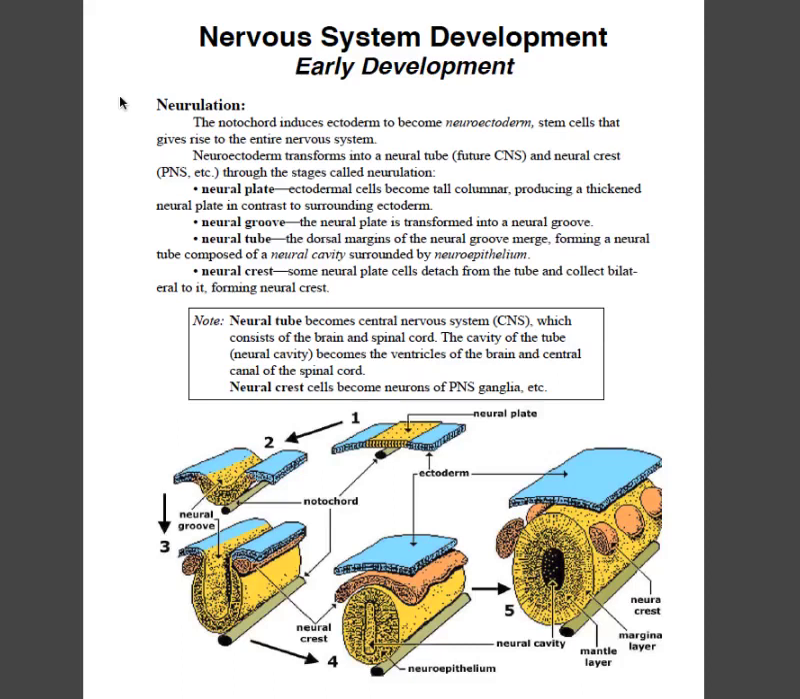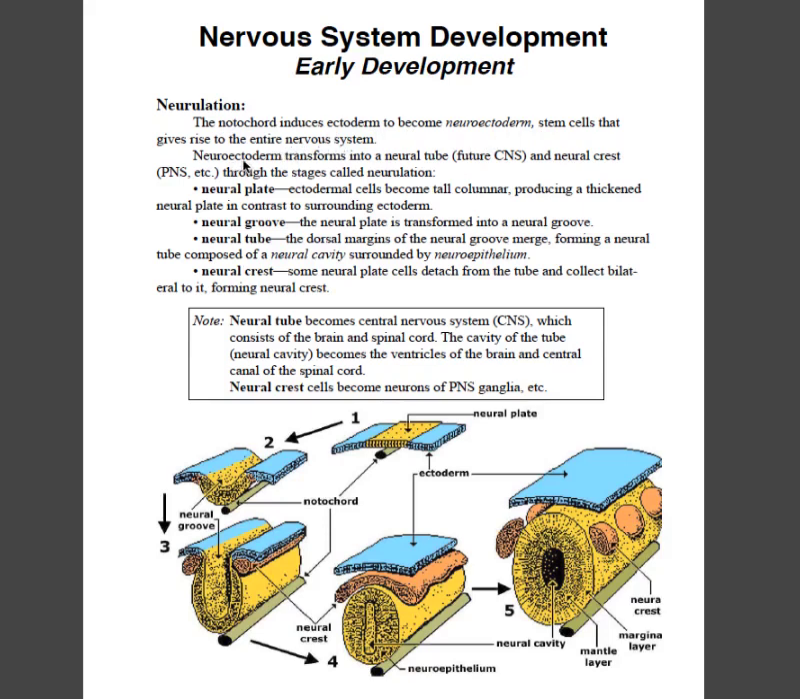This is an Embryology Highlights program. It deals with the early development of the nervous system. The nervous system arises when the notochord induces ectoderm to become neuroectoderm. And these are the stem cells that give rise to the entire nervous system.